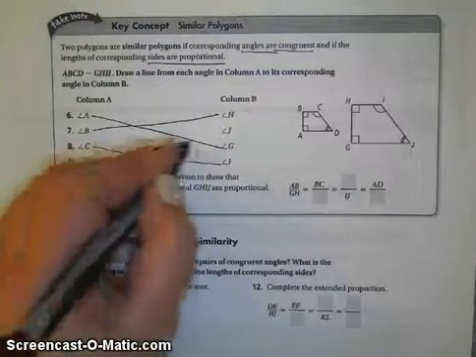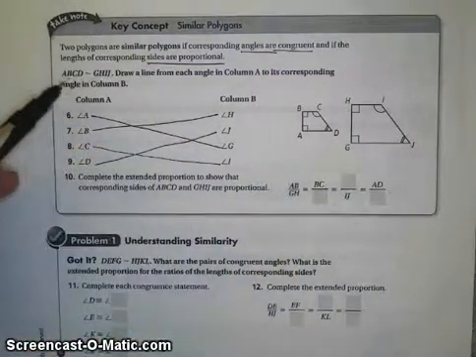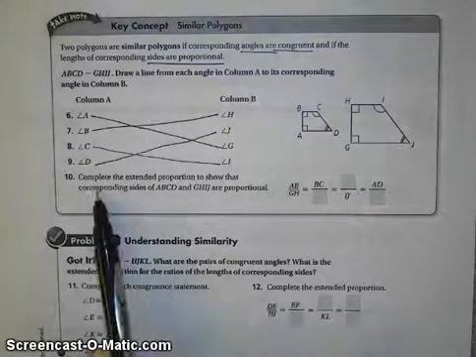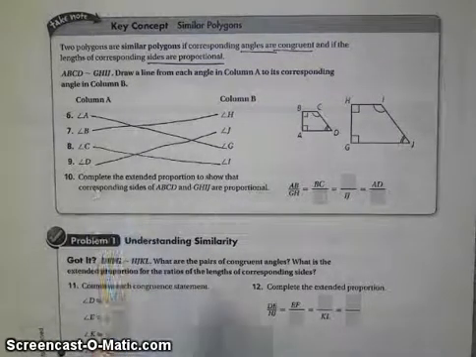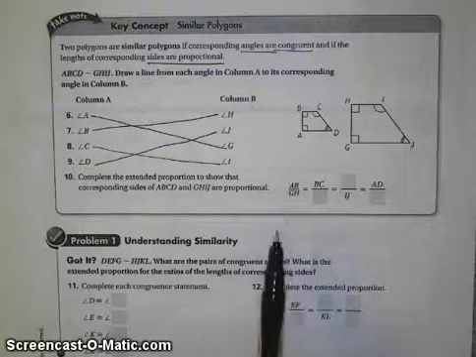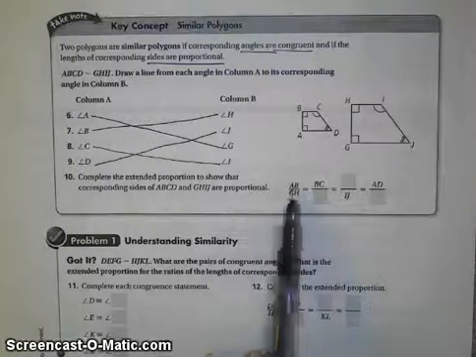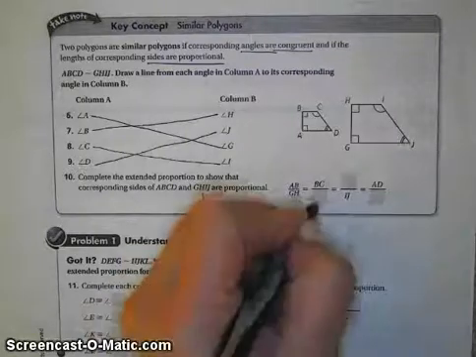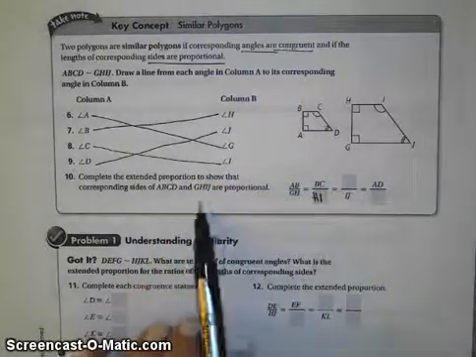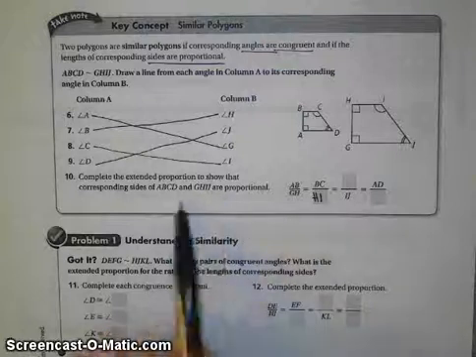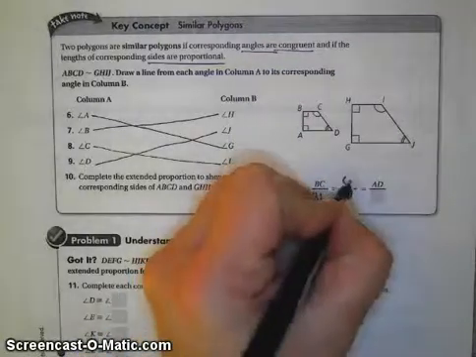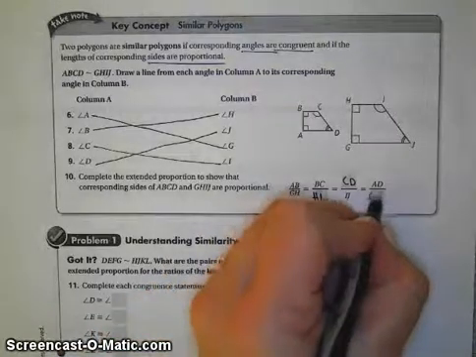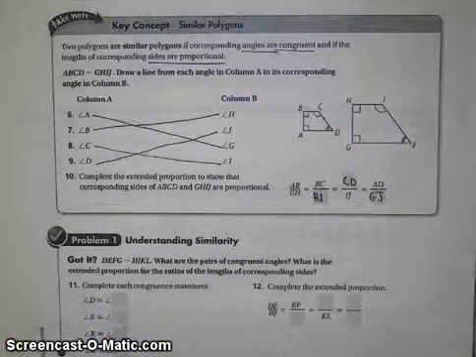Remember, you can use the letters in the name of a polygon to help you organize your corresponding angles and sides. An extended proportion means we're comparing more than two ratios. So we're going to compare corresponding sides: side AB and GH, side BC with HI, IJ are the last two letters and that would correspond to CD, and then AD corresponds to GJ. This is just a review of what we did back in Chapter 4.